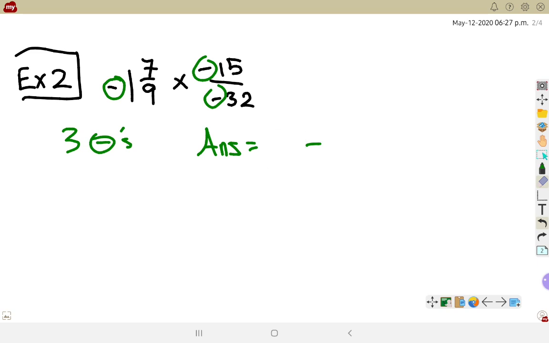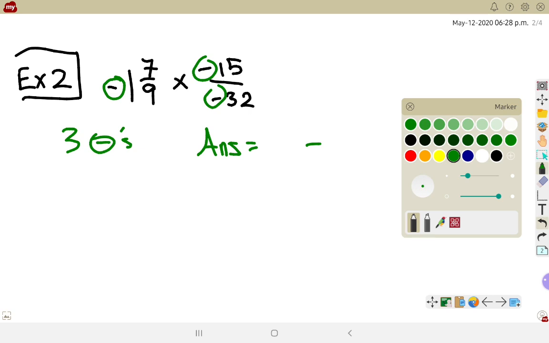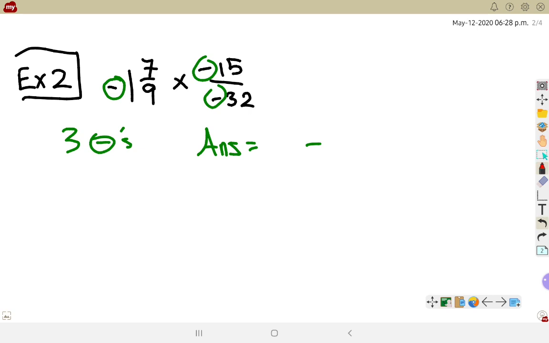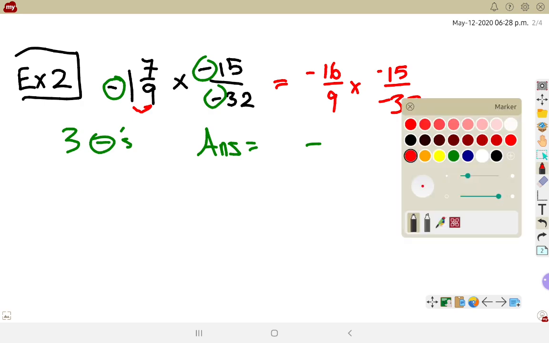Okay? All right. So I'm going to change everything from mixed to improper. So 1 times 9 is 9, plus 7 gives me 16 over 9, and that negative is still technically there. And then times, and I got my negative 15 over negative 32. So there still are 3 negatives, so I'm still going to get that negative answer.